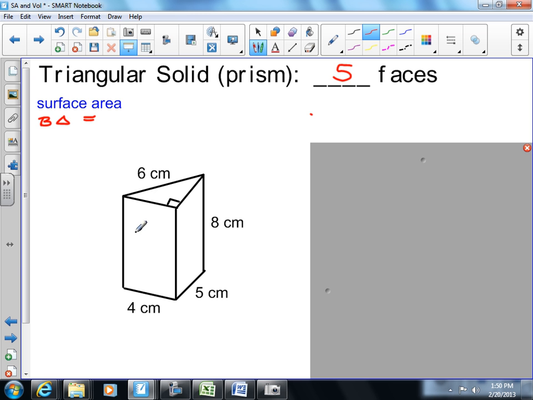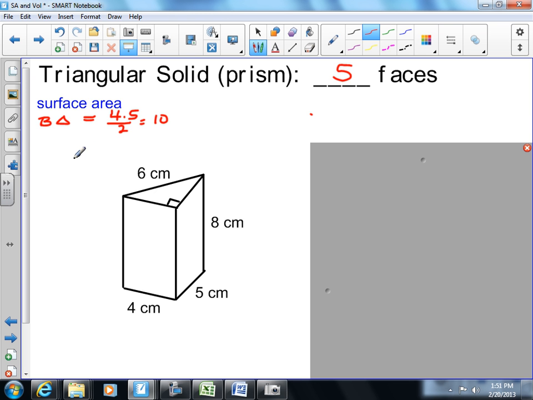Okay, now here's where you got to be careful, because in order to find the area of a triangle, I take its base times its height divided by 2. But which side is the base? This is 4, this is 5, and that's 6. Which 2 do I use? The 2 that make a right angle. That's called the base and the altitude. Sometimes this is called the altitude. But the base and the height or the altitude always make a right angle. Always. So I'm going to take 4 times 5, and then what? Divided by 2. And I get 10.